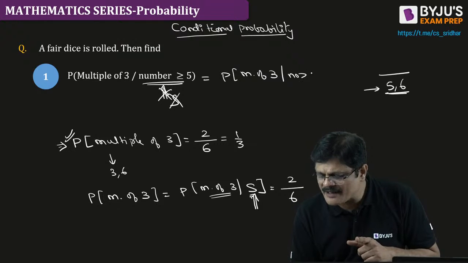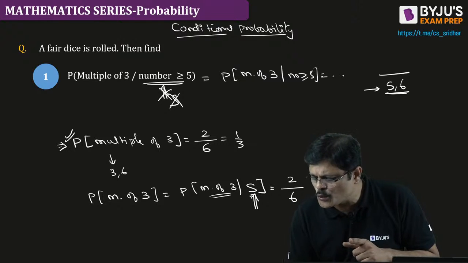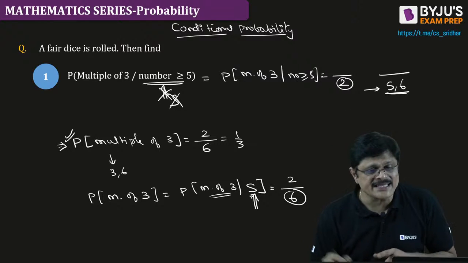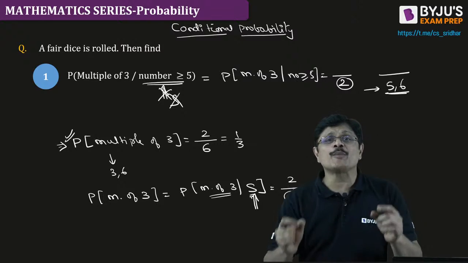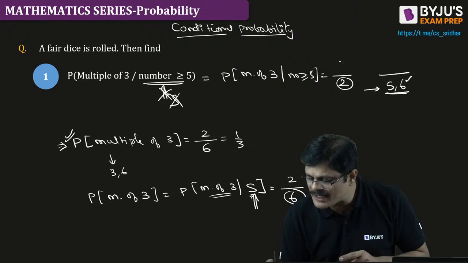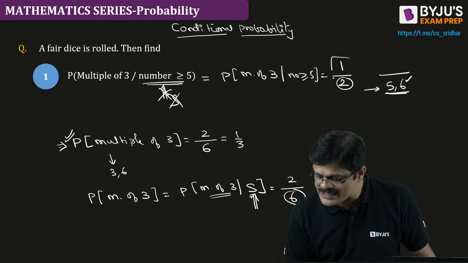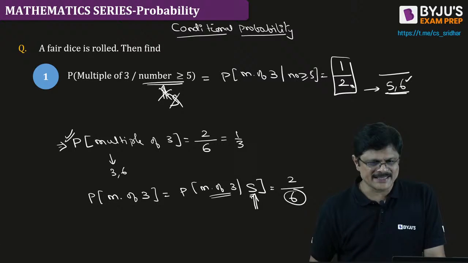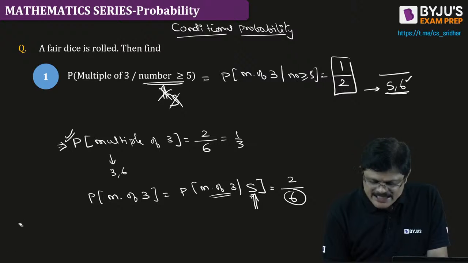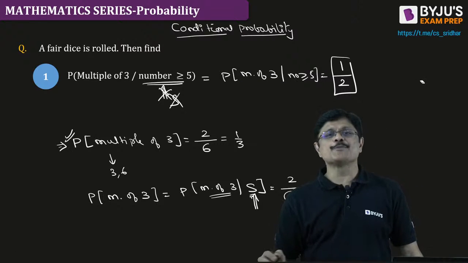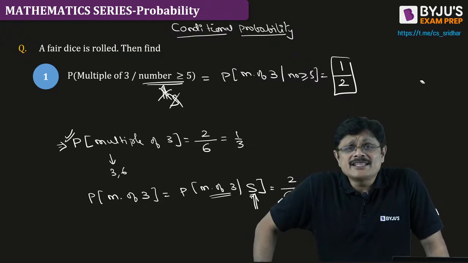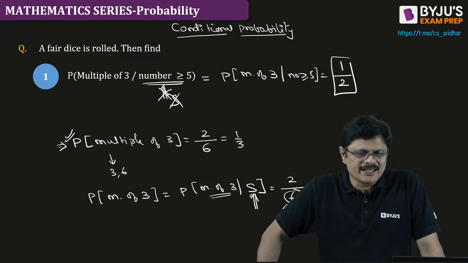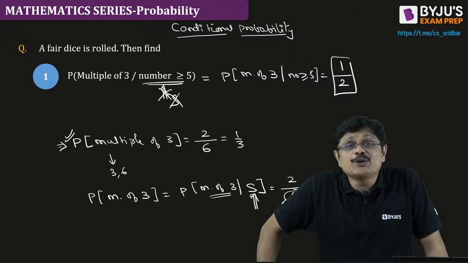So, a number greater than or equal to 5 means only 2 outcomes happened, not 6. Only 2 outcomes happened, 5, 6. Out of this, how many are favorable for a multiple of 3? Only 1 is favorable. So the answer is 1 by 2, not 1 by 6, sir. Is the idea clear? This is the main mistake which most people make, the point which most people misunderstand with conditional probability, my dear friends. So the answer is 1 by 2, not 1 by 6.